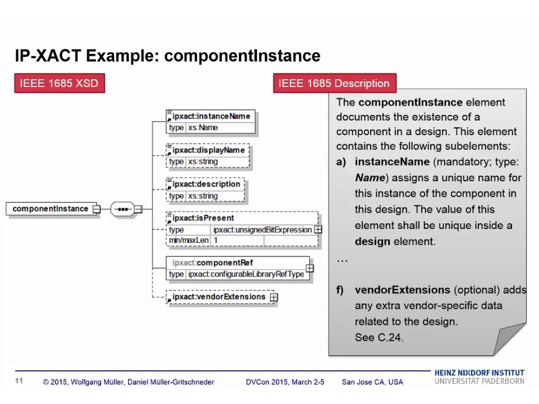You get a description, then you have a Boolean value which says if this thing is actually there, and then you just get a reference to the component, which we will look at in more detail later on. And finally, there are also some vendor extensions, so there's actually a way to extend IP-XACT while still staying within the standard. There is a standard-conformant way to extend IP-XACT to your needs.